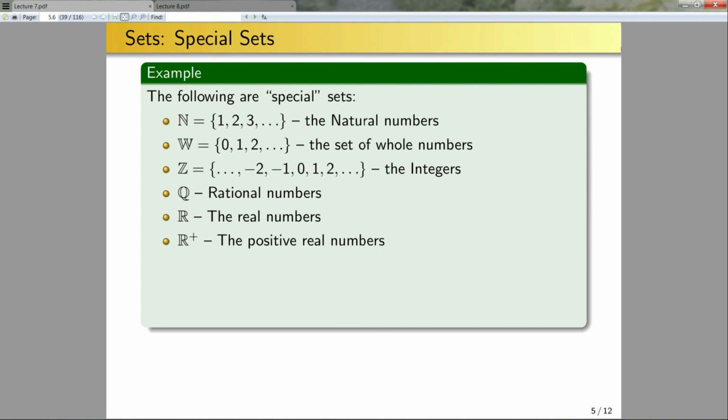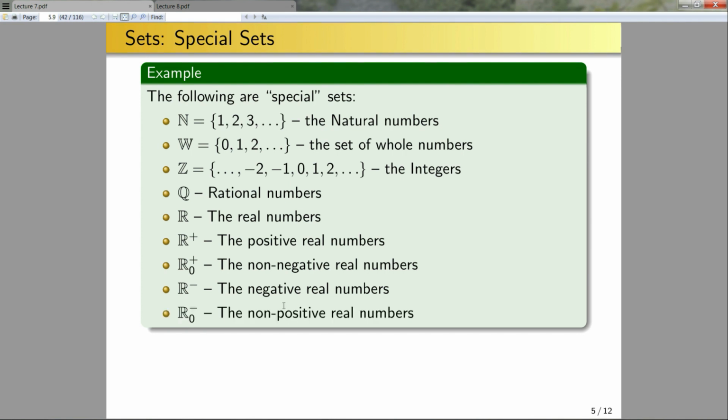Now, R+ will simply be the positive real numbers. R+ with a 0 will be the non-negative real numbers. So R+ doesn't contain 0 because 0 is neither positive nor negative, but R+ with the 0 underneath it will contain 0. So it's all the real numbers greater than or equal to 0. R- will be all the negative numbers, so all the numbers less than 0. And R- with a 0 will be the non-positive numbers, so all numbers less than or equal to 0. So now you can mix and match this notation. I could talk about, say, Q+ to be the set of all positive rational numbers, or say Q- with a 0, so the set of all non-positive rational numbers.